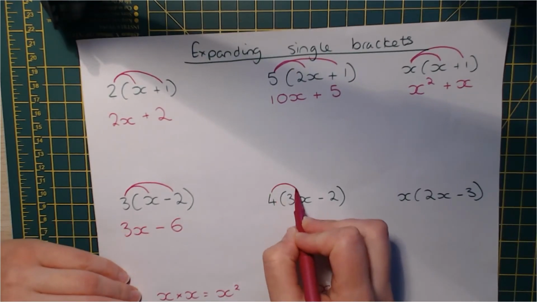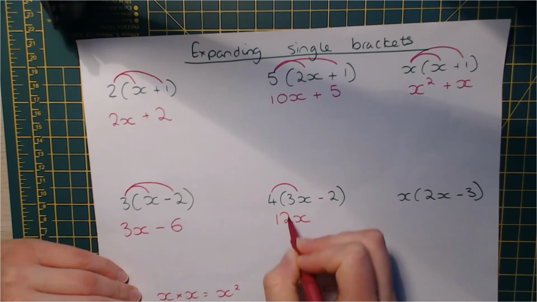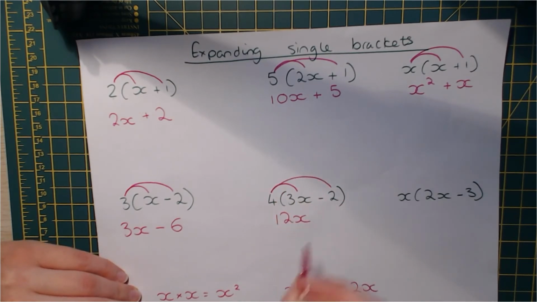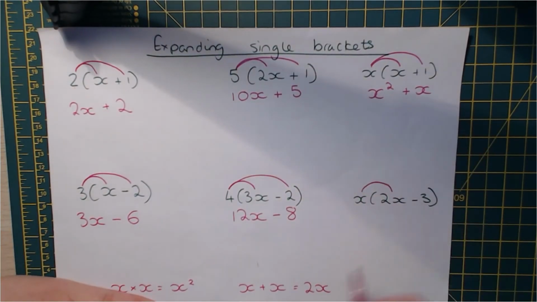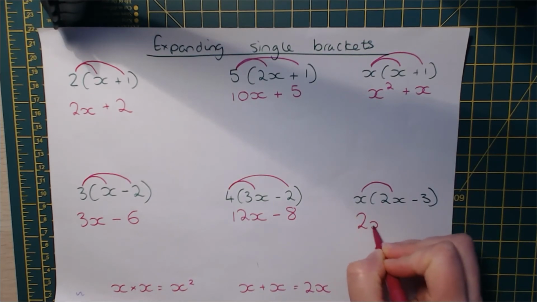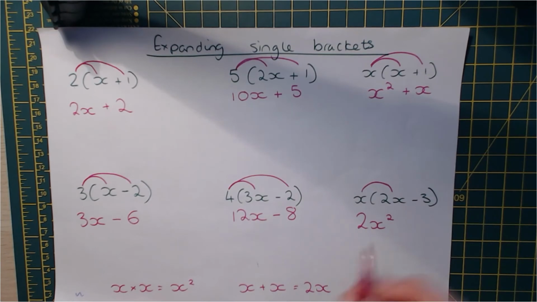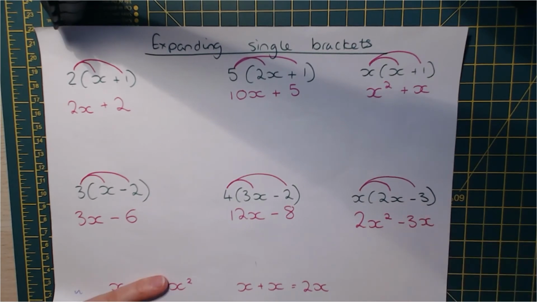This one here, 4 multiplied by 3x is 12x. 4 multiplied by negative 2 is negative 8. And the last one, x multiplied by 2x. If x multiplied by x is x squared, x multiplied by 2x is going to be 2x squared, and x multiplied by negative 3 is going to be negative 3x. That's a nice one at the end.